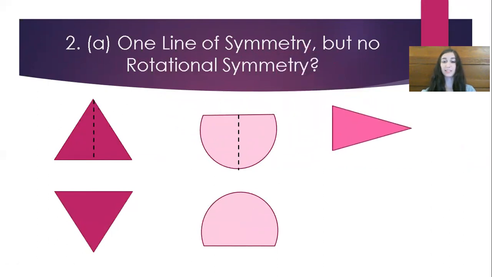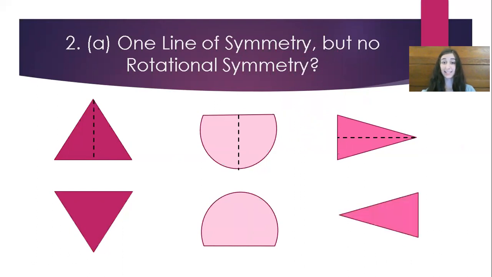And same with this triangle right here. It has a line of symmetry right there, but when you rotate it 180 degrees, it looks like that instead. The point should have ended up on the right side like it began, but instead it ended up on the left side once it was rotated. So that's how you know that figure doesn't have rotational symmetry either.